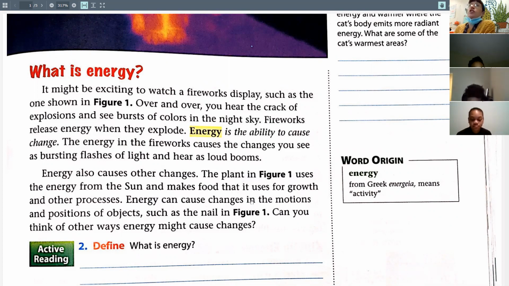Energy can cause changes in the motions and positions of objects, such as the nail in figure 1. Can you think of other ways energy might cause changes? What do you guys think? What are other ways that energy might cause a change? So we thought of fireworks, we thought of hitting a nail. What do you think?